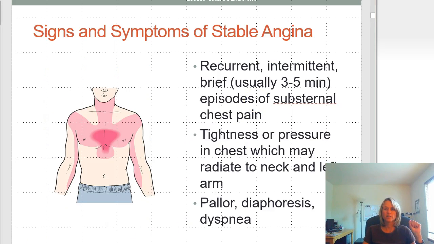Okay, stable angina is going to result in recurrent, intermittent but brief, so usually about 3 to 5 minute episodes of substernal chest pain. It can include tightness or pressure that may radiate to the neck and the left arm. It can include pallor, diaphoresis, sweating, and shortness of breath. The key here is that this type of pain is recurrent, and it's brief, and it goes away with rest or nitroglycerin.